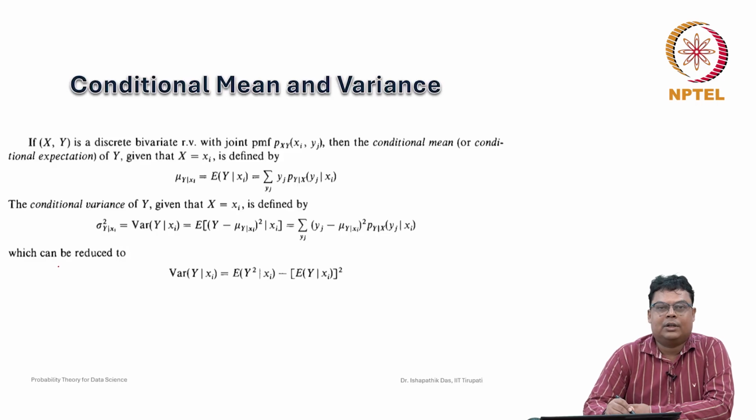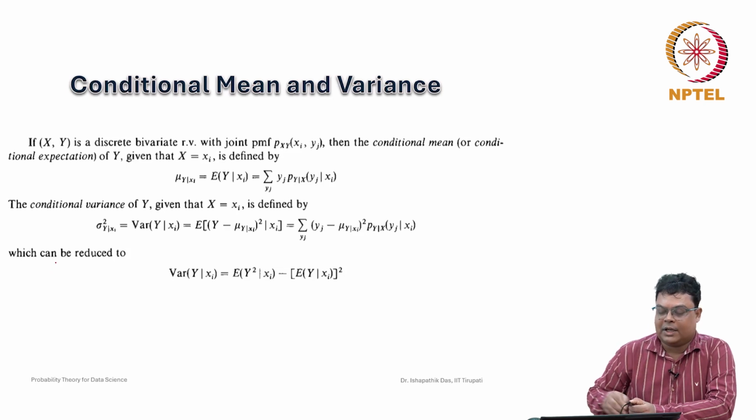We will discuss how to find the conditional mean and conditional variance. We have already discussed how to find the conditional probability mass function in the discrete case and the conditional probability density function in the case of continuous random variables. Let us discuss first for the discrete random variables.